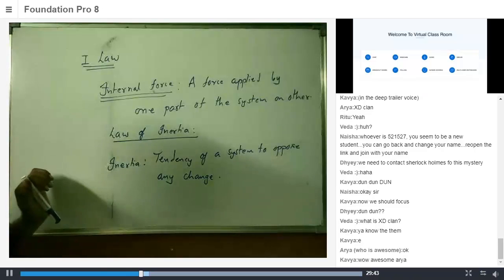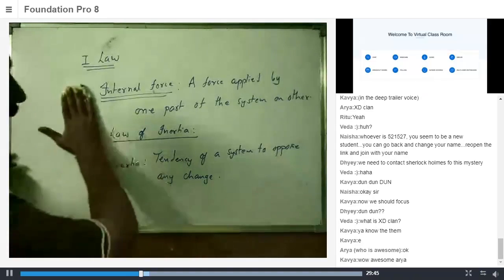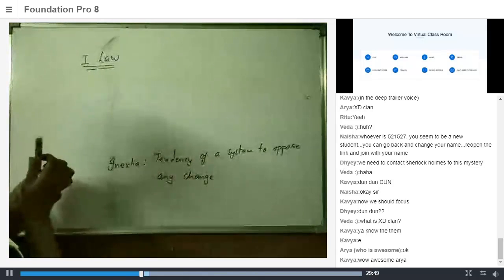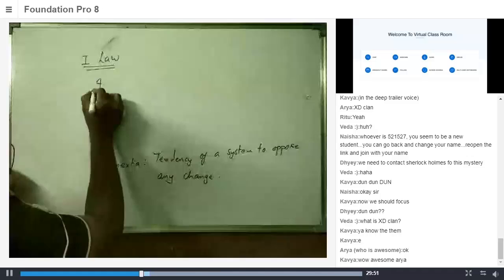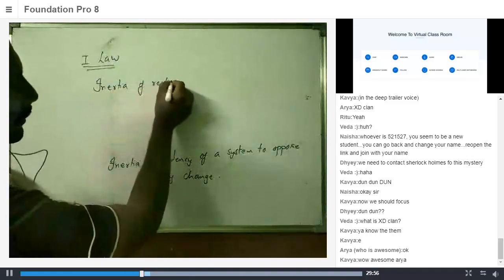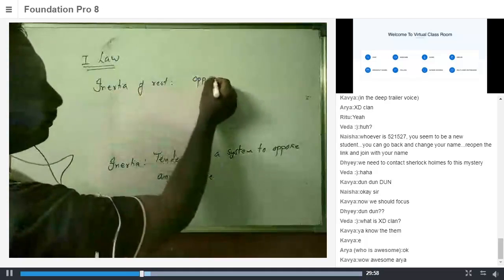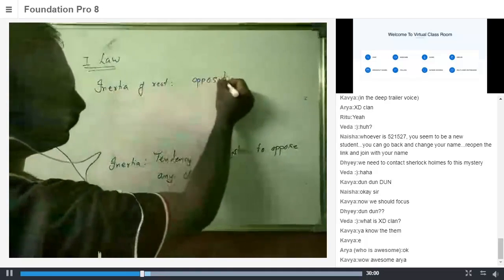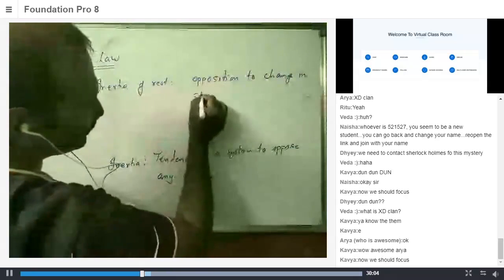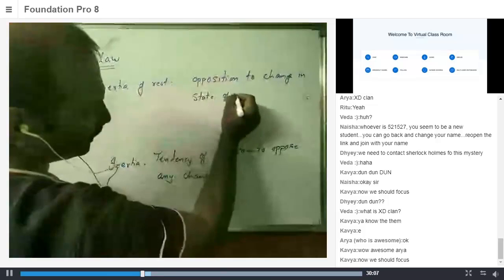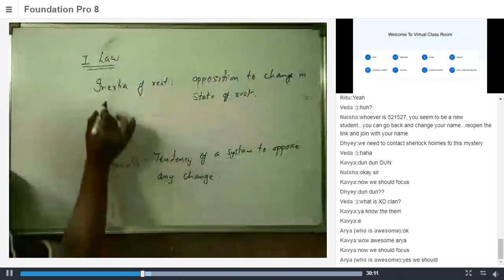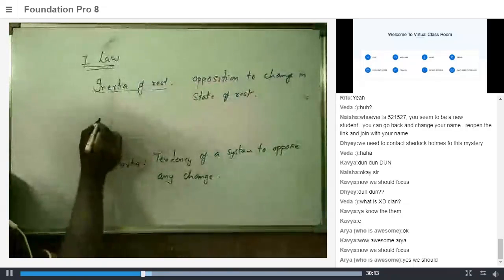Inertia, as we discussed in the earlier class, can be opposition to change in state of rest. So we call it inertia of rest. Inertia of rest is opposition to change in state of rest. So if it is at rest, it wants to stay at rest. It doesn't want to move from its original position. That's what inertia of rest is.